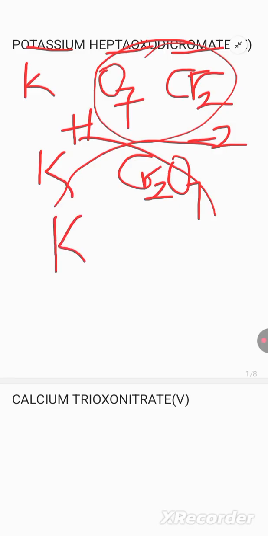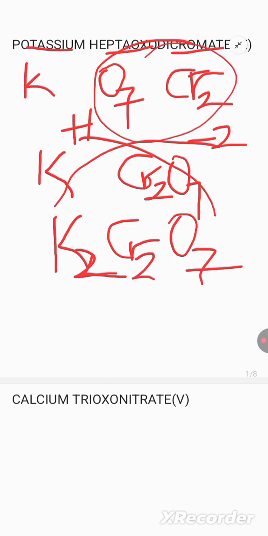So we are going to have K2Cr2O7. So we have done the combining valency for this potassium heptaoxodichromate.